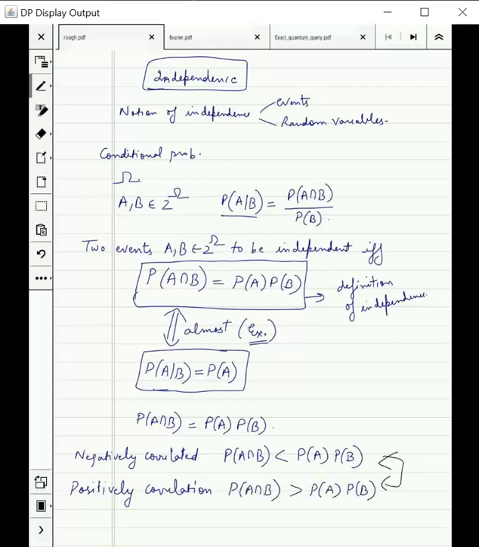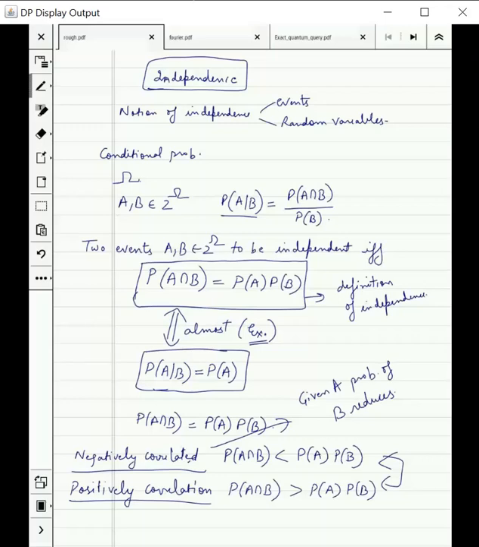Intuitively, negative correlation means that given A, the probability of B reduces, and the opposite for positive correlation. So if two events are positively correlated, they are linked in a positive sense. If the occurrence of one affects negatively the occurrence of the second, then they are negatively correlated.